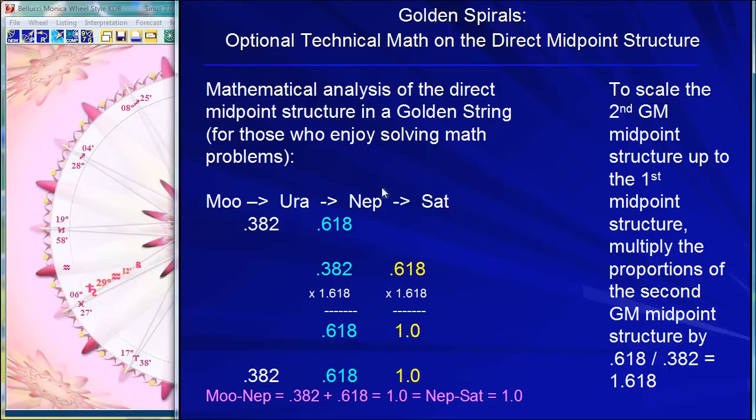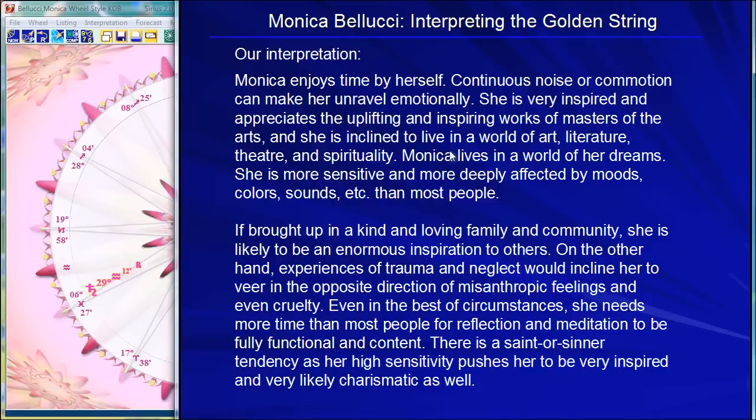So Neptune is at the direct midpoint of Moon, Saturn. Anyway, if you're interested in how these things can get solved mathematically, that's there. I know most of you aren't interested in that. You can just take my word for it that when you have this golden string, you also end up with a direct midpoint structure, which really is the finishing touch, makes it such a powerful, important pattern.